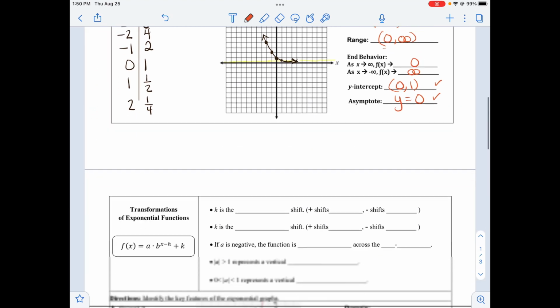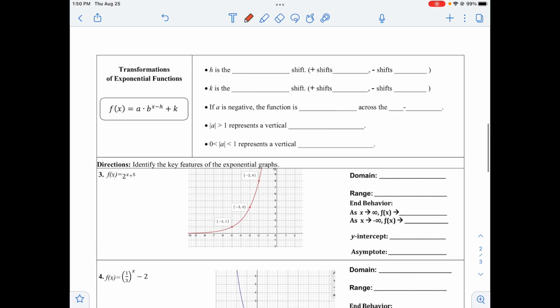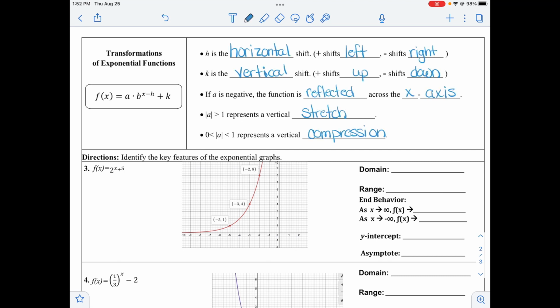Now, we're going to move on to transformations of exponential functions. We've talked about this previously, so hopefully most of this rings true to you. And then we're going to identify some key features in exponential graphs. As we've learned before, any type of parent function has its transformation equation where the h and the k would be, and if anything would change it for vertical stretch and horizontal compression and all the fun stuff that we love.